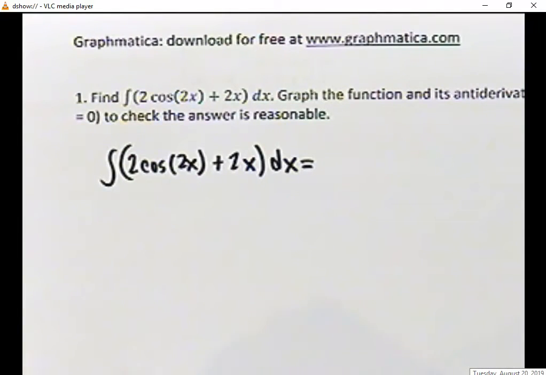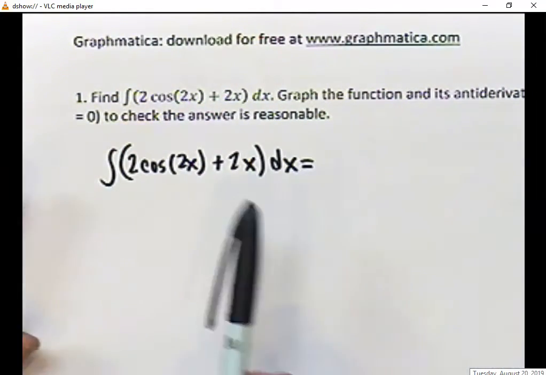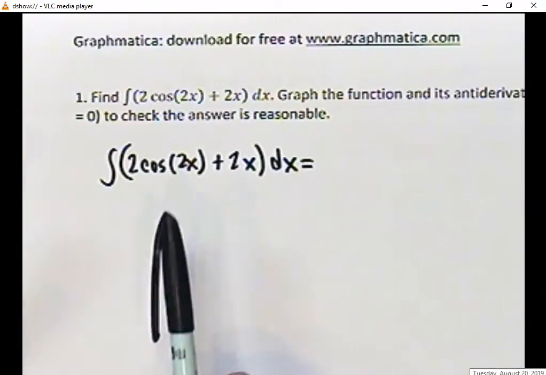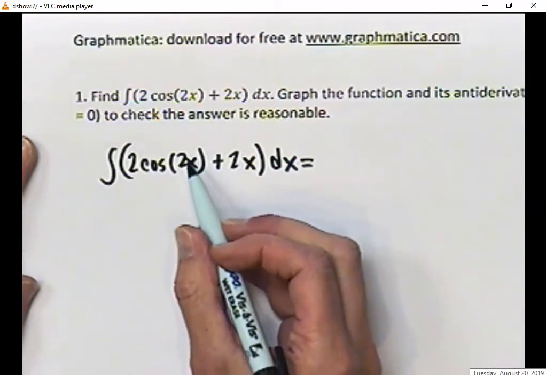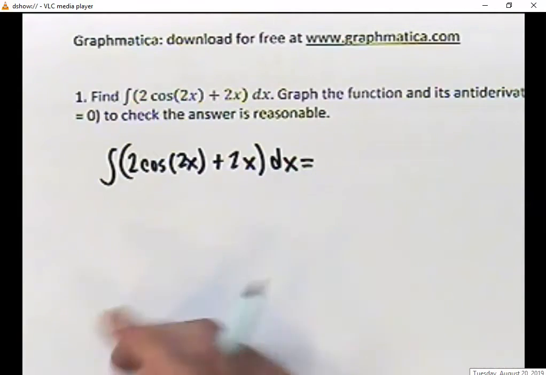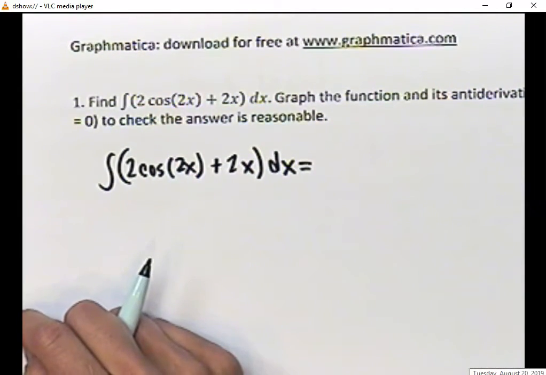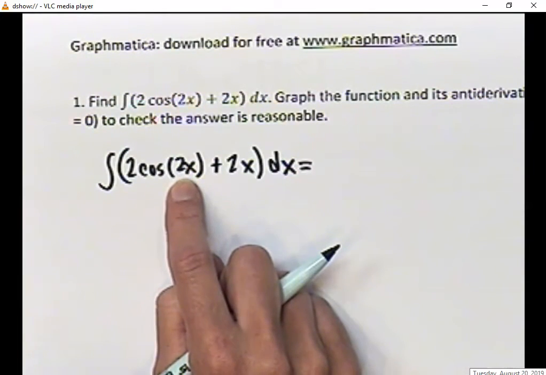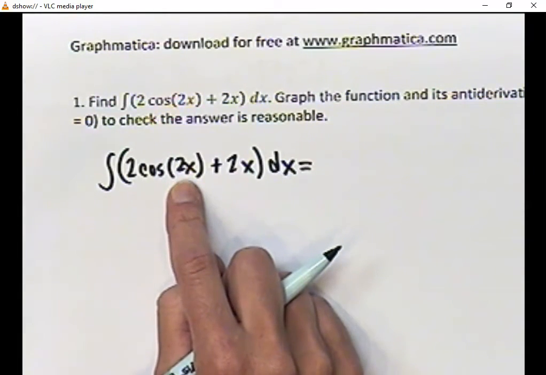Can we integrate this? 2 cosine of 2x, do we know how to integrate cosine? Sure. You might have to do a u sub, right, for the 2x. Sometimes I kind of skip when it's u equals 2x. If u equals 2x, what are you going to have to adjust by? What's the du going to be? You're going to have an extra what for the derivative? 2. So you're going to have to adjust by a half.